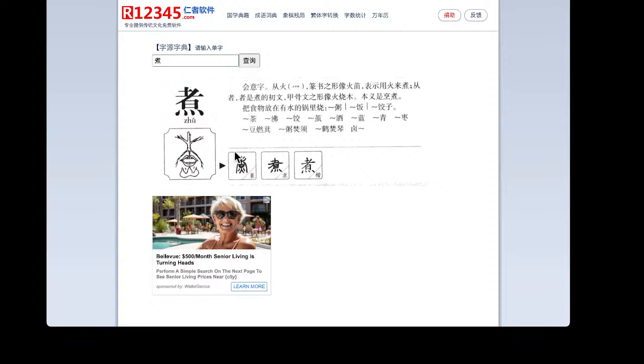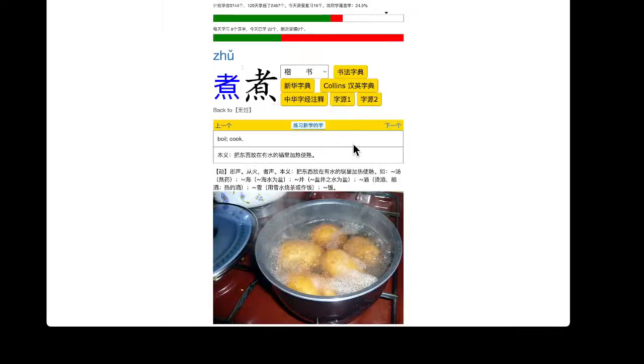You can see, this is actually a picture. They literally drew a picture of boiling food. Cook food by boiling them, right? So of course later on it was stylized. You no longer can tell exactly what's going on, but you can still sort of tell. The middle container is still there. So this is 煮. Next one.